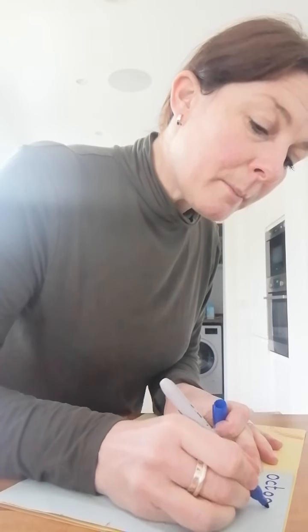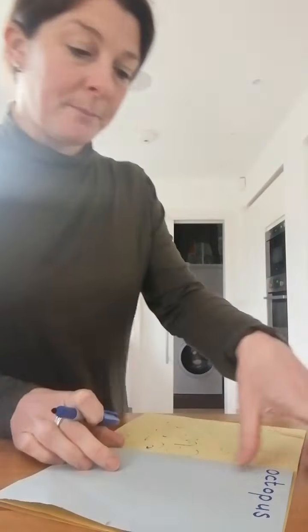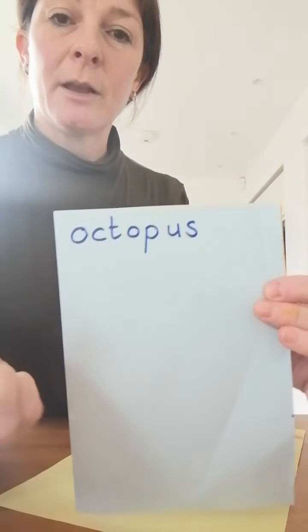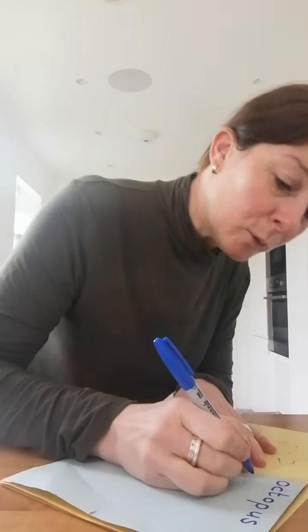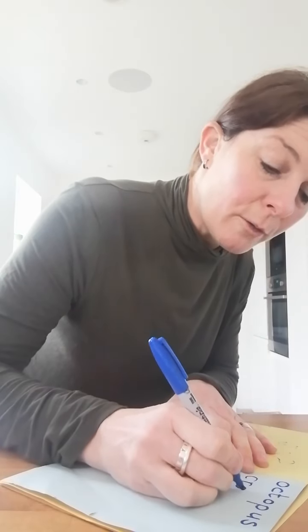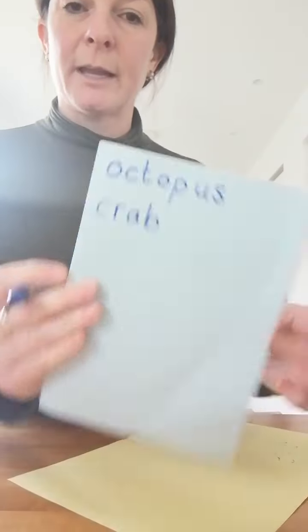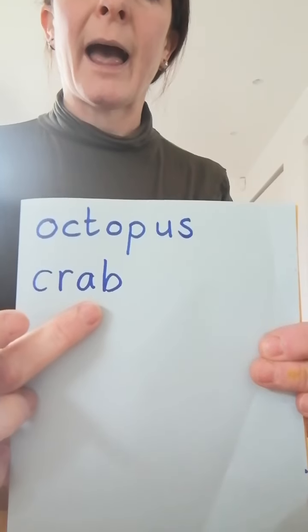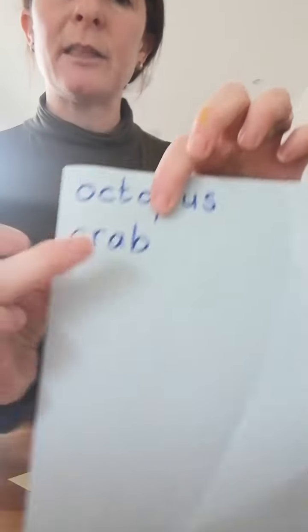Octopus. Oct-o-pus. There we go. Do you want to have a look? I've written octopus because that was in the story. So I might draw an octopus somewhere along the line. Crab. Ooh, I like drawing crabs. Crab. That's a good word, isn't it? Crab. You can say those together.